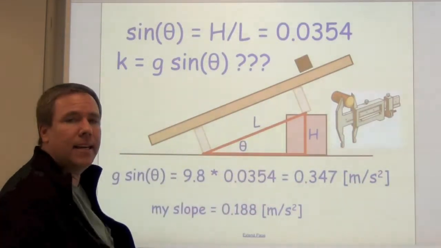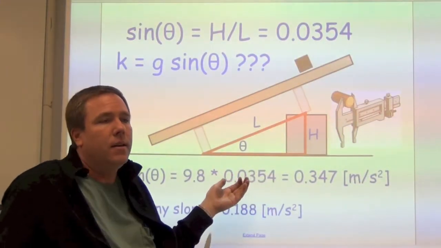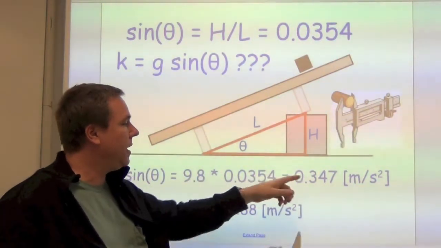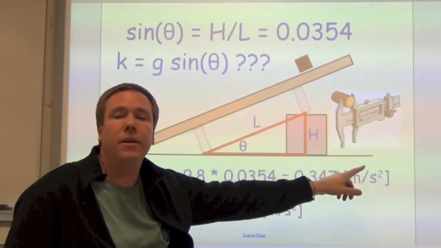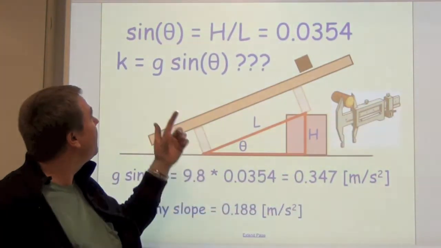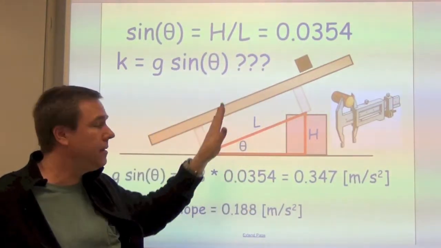So my sine theta just happens to be 0.0354. Yours should be something similar-ish to this. And when I do this product, I get 0.347 meters per second squared. Remember, this is my new guess for k: g times the sine of theta, and it's just our next guess.